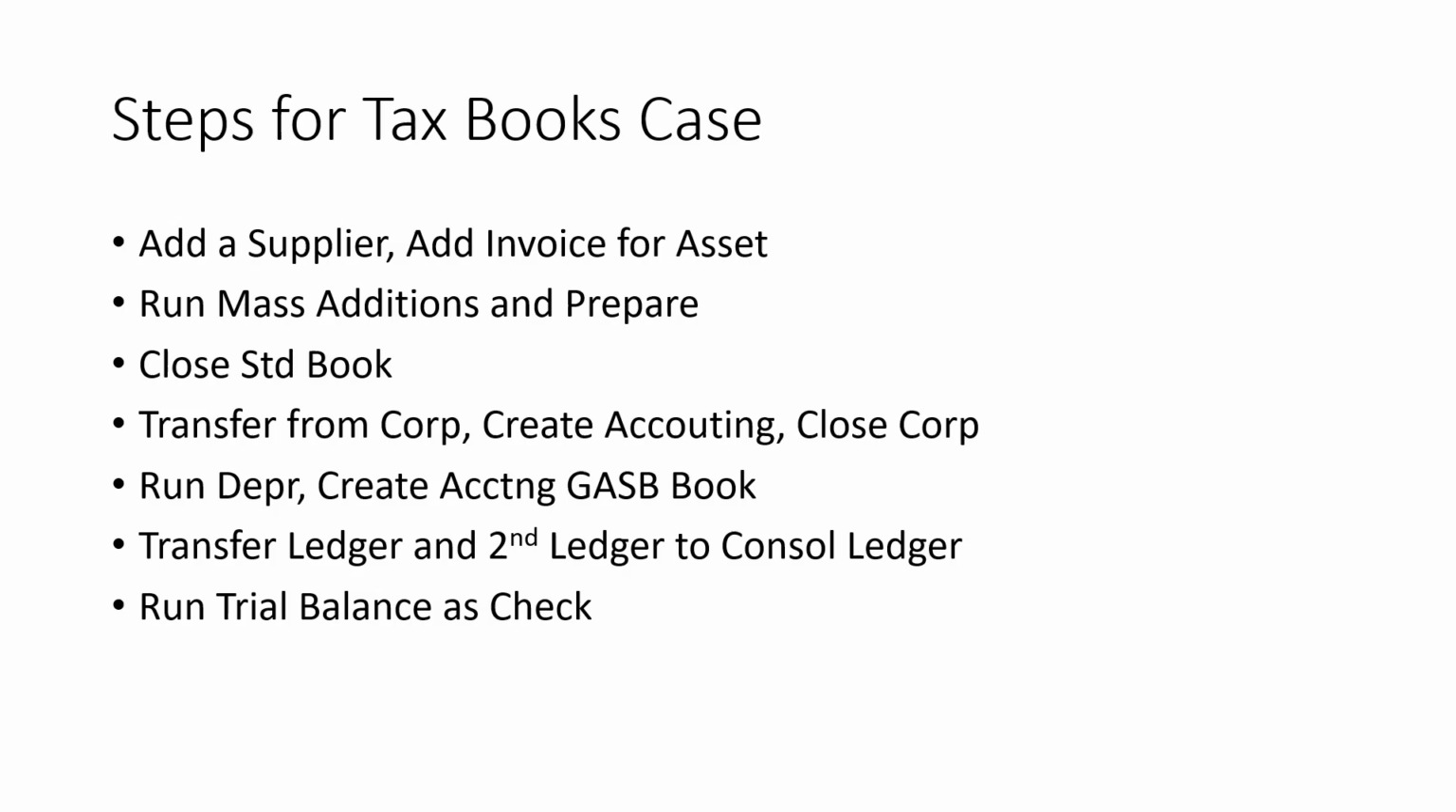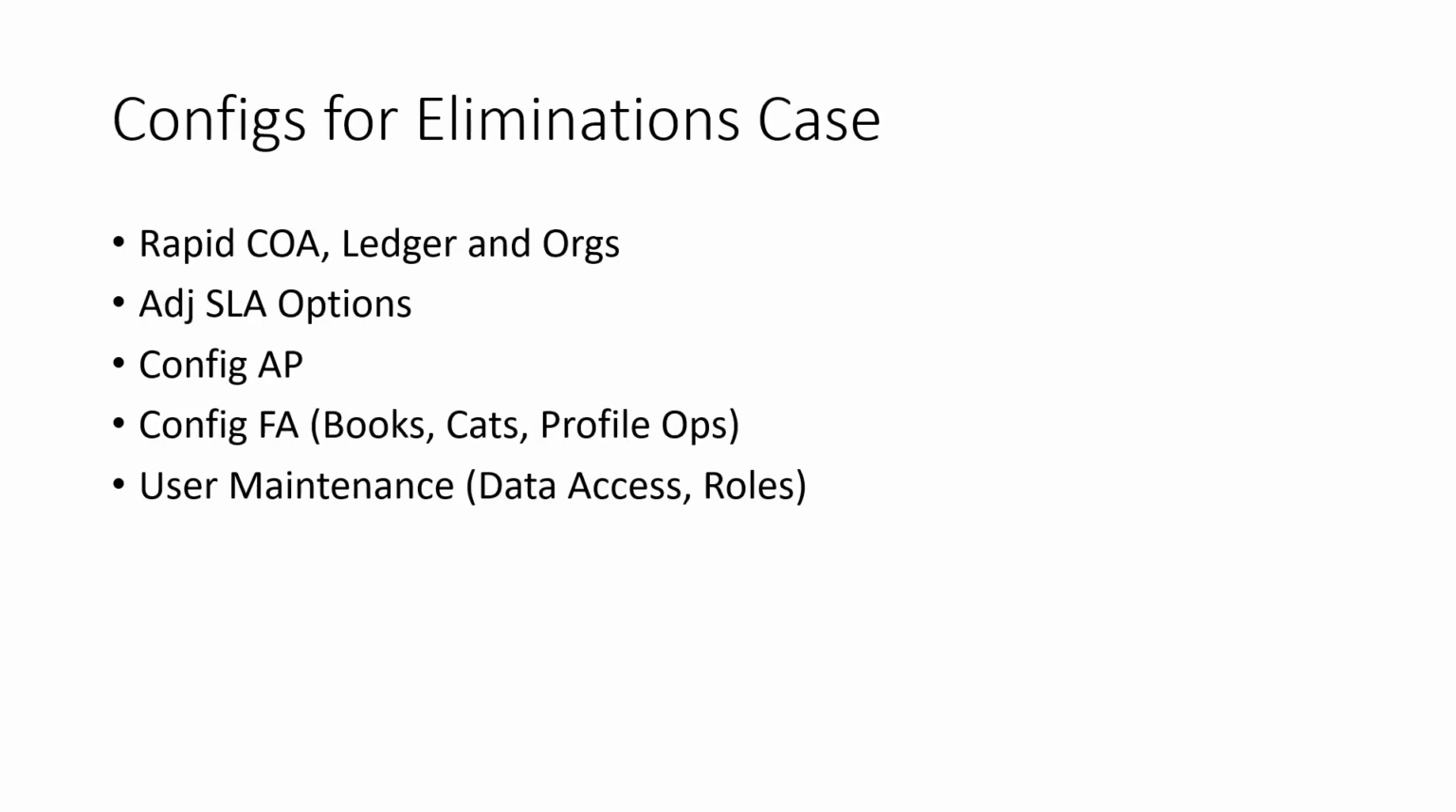And as an alternative, I will show you how to do this as a reporting method, to simply run a report using SmartView. And while I won't cover this in this video, the configs for the eliminations case will be a rapid COA, ledgers, orgs, adjust the SLA options, config AP, config fixed assets, the books, the cats, the profile options, user maintenance, the data access, and the roles.